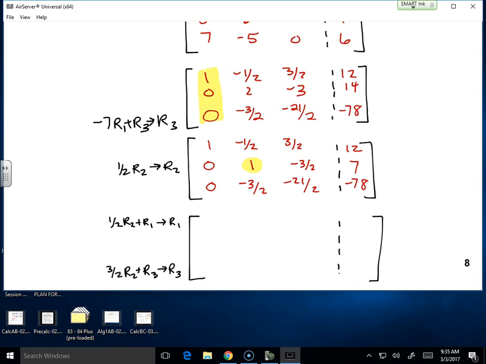I'm done with it at this point. Do you guys go back and double check my step? It should match one of yours. Maddie, does it match? Yeah. Okay.